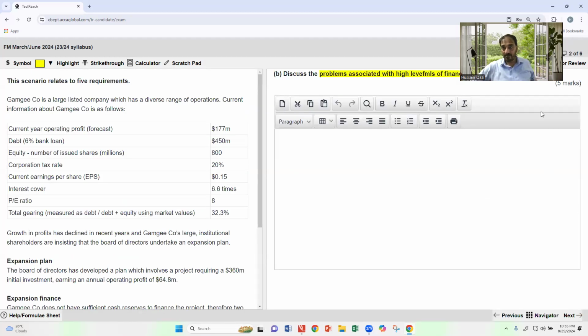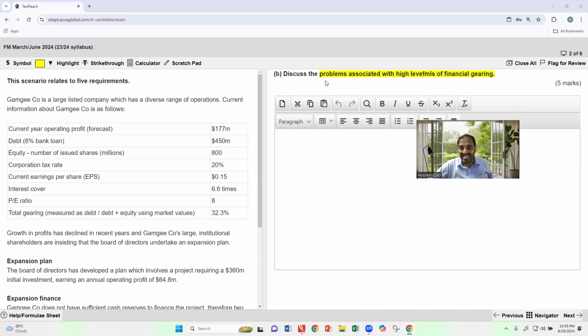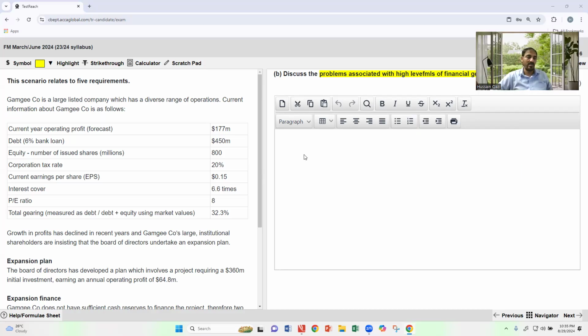The remaining two parts of this question: discuss the problems associated with a high level of financial gearing. This is a very regular examinable question based on past paper analysis. Now come on.